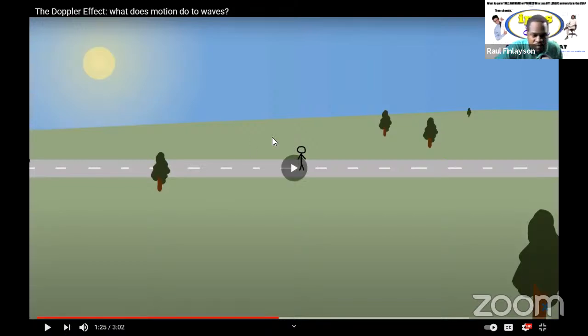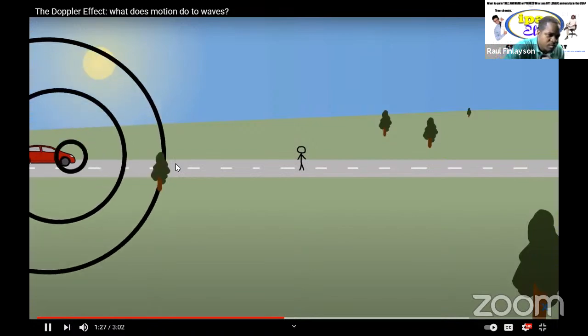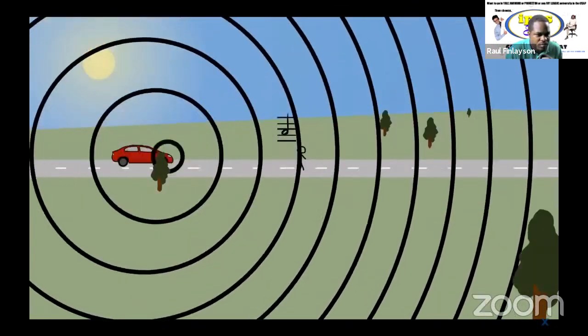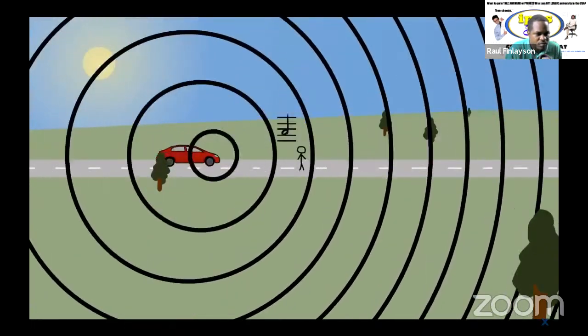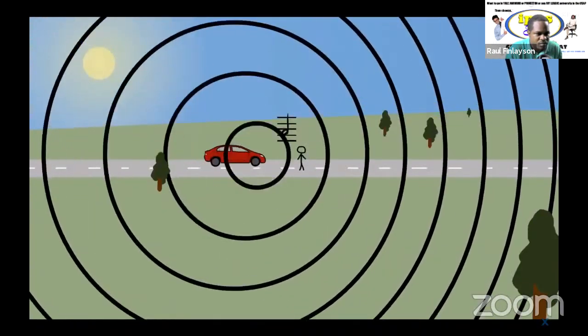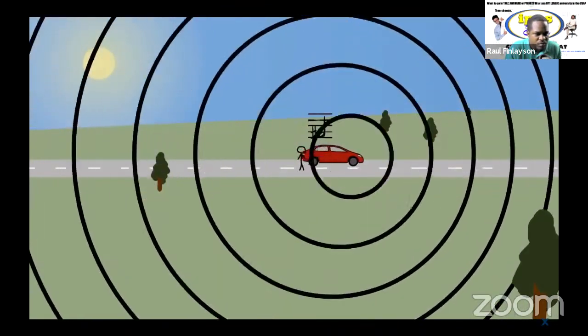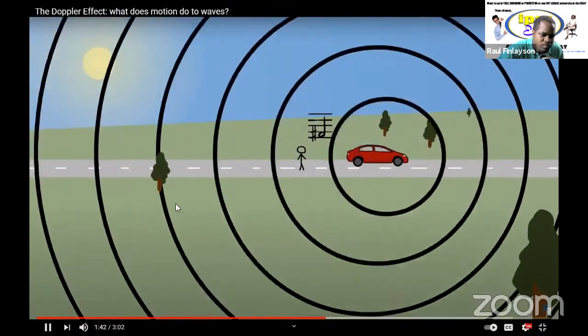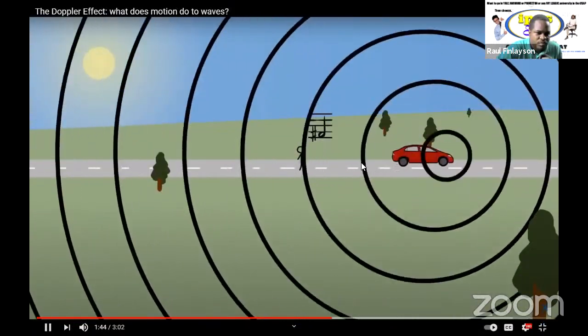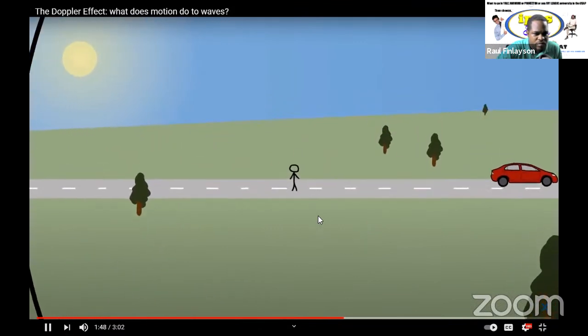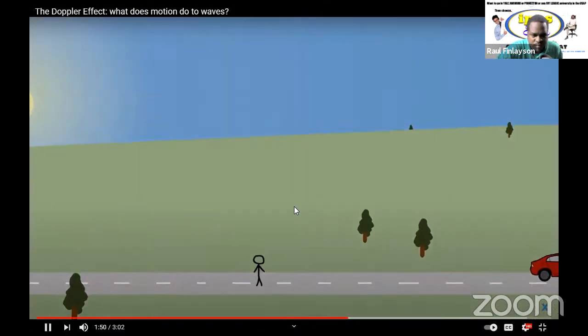As the vehicle is coming towards you, the sound waves that it's emitting bunch up, and so are delivered to you at a higher frequency, which you interpret as a higher pitch, because the frequency of sound waves is pitch. And then when the vehicle passes you and is moving away from you, the sound waves spread out, and so you hear them at a lower frequency, a lower pitch. So that's how the Doppler effect works with sound.